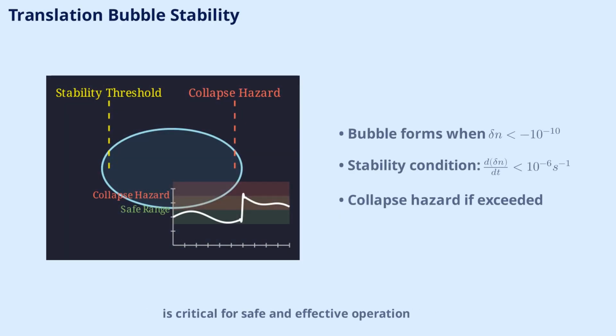The bubble forms when the vacuum index shift exceeds a specific threshold, reducing inertia and drag. Stability is monitored by tracking the rate of change in the vacuum index. If this rate exceeds allowable limits, the bubble may collapse, potentially leading to structural failure. Continuous monitoring and calibration are essential to ensure bubble integrity during high-speed maneuvers.